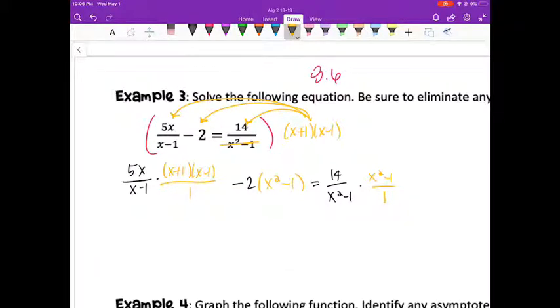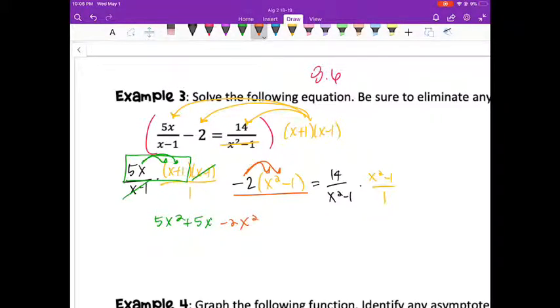Same thing. Now, a lot of things will cancel, which is good. They're supposed to. So we have our x minus 1s that'll cancel in our numerator for our first piece, and really we don't even need our denominator, it's just a bunch of 1s, we are going to go ahead and distribute that. So we'll call it 5x squared plus 5x. Second term, we will distribute that negative 2. So we have minus 2x squared plus 2, equaling just a plain old 14, because our entire LCD cancels.